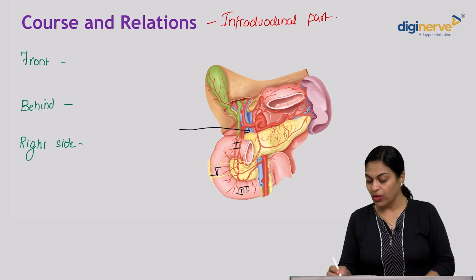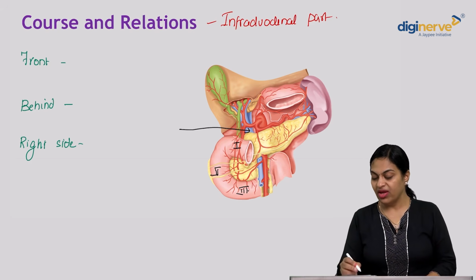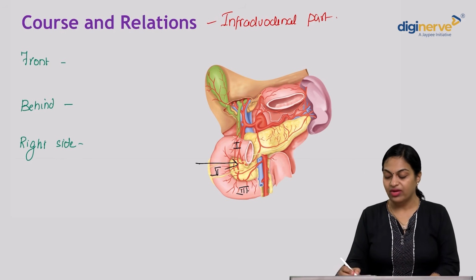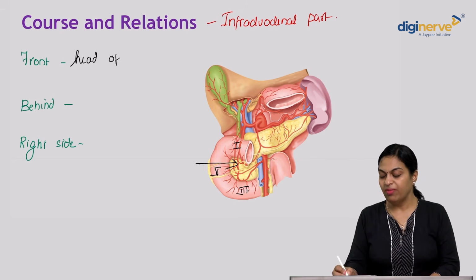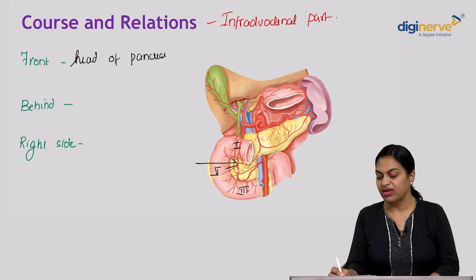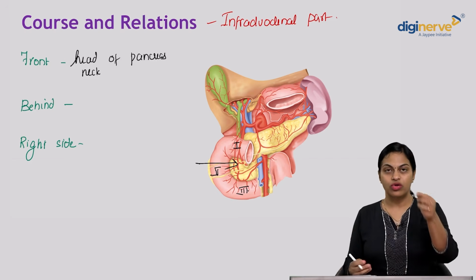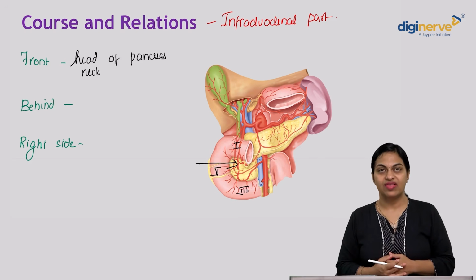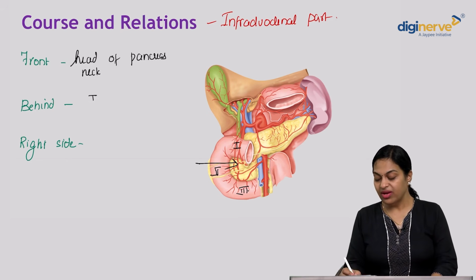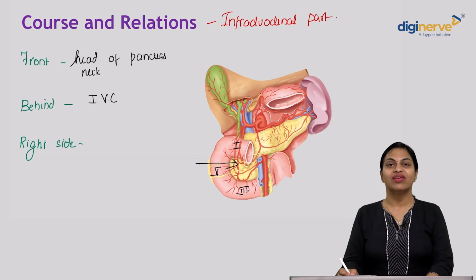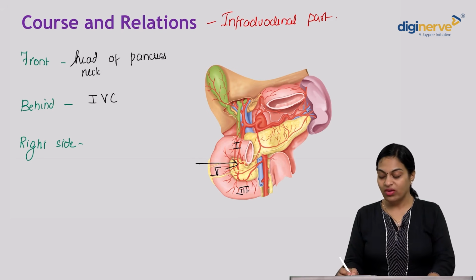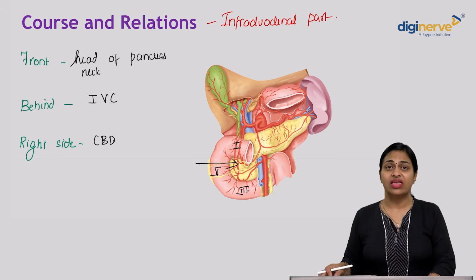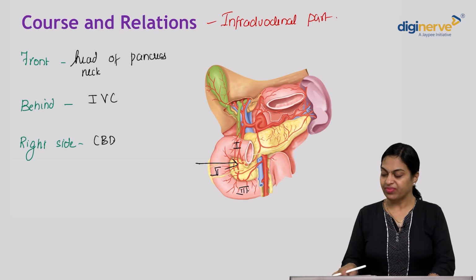In the infraduodenal part, so where is the infraduodenal part? Here, this is our pancreas. You can see the head of the pancreas. The neck of the pancreas has to be removed to see the portal vein, which is anteriorly related to the pancreas. And behind, it will be related to the inferior vena cava. On the right side, the common bile duct. So these are the relations in the infraduodenal part.